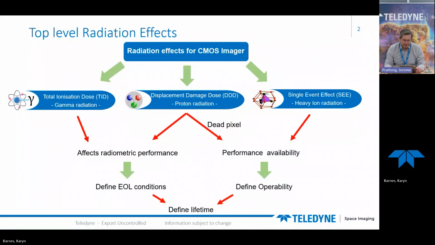There are three types of radiation testing for imager. One is total ionization dose. The second one is total non-ionization dose, also known as displacement damage dose, and the third is single event effect. In this part one, we will focus on total ionization dose. In part two, displacement damage dose, and part three, the single event effect. The total ionization dose affects the radiometric performance of the detector, and therefore defines the end-of-life condition and ultimately the lifetime.